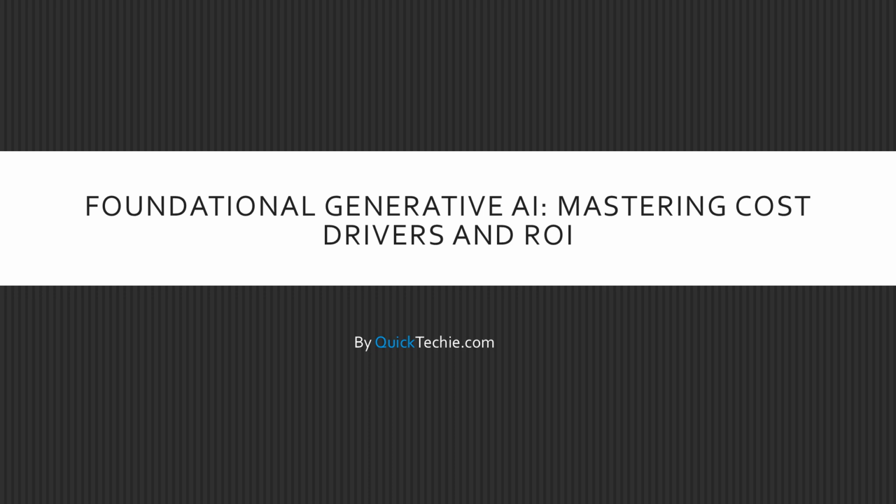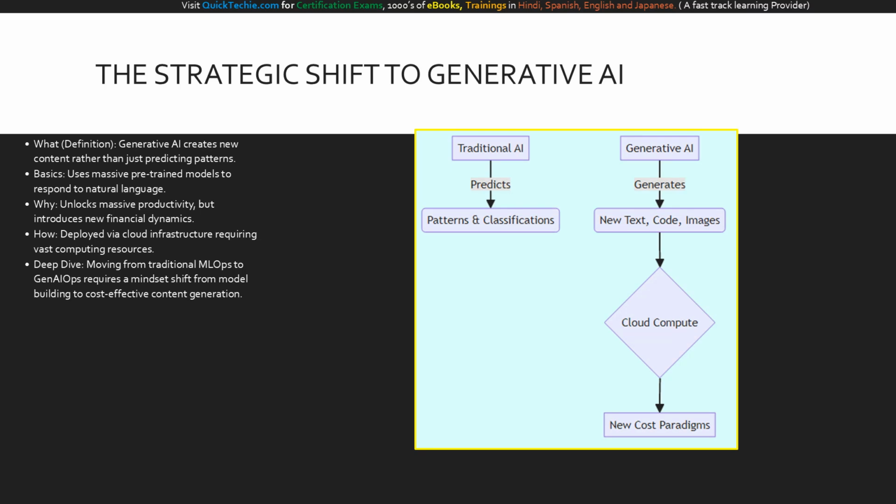Let's get started. Generative AI represents a massive shift from traditional artificial intelligence. Instead of just predicting outcomes or classifying data, we are now generating entirely new content using massive, pre-trained models. While this unlocks unprecedented productivity, it also introduces entirely new financial dynamics into your organization. Because these models require immense cloud computing resources, the costs can escalate rapidly if they are not managed carefully.